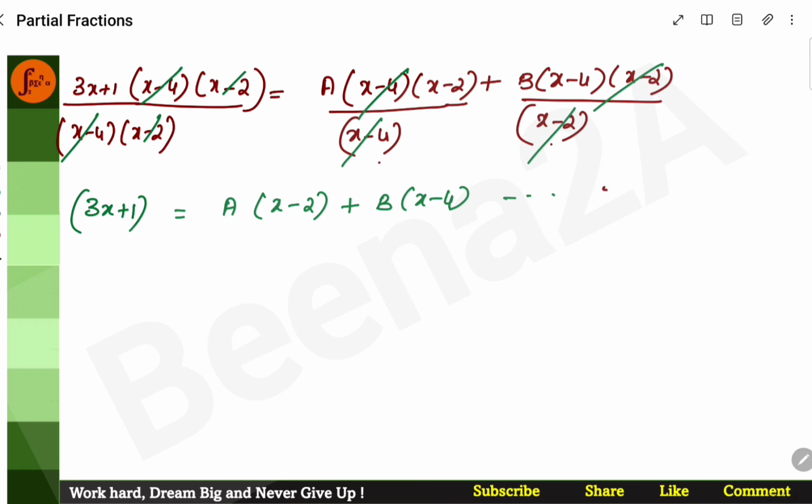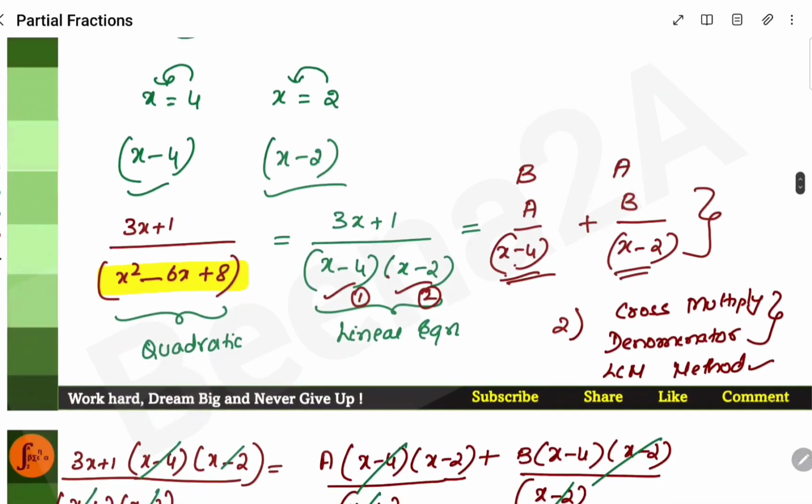Now we call this equation 2. And this is equation 1. Let's not forget, this is equation 1. Finally, once we find the value of a and b, we have to substitute the value of a and b in this equation.